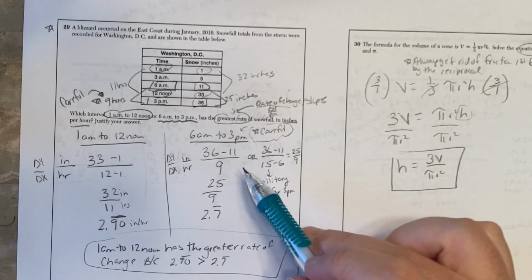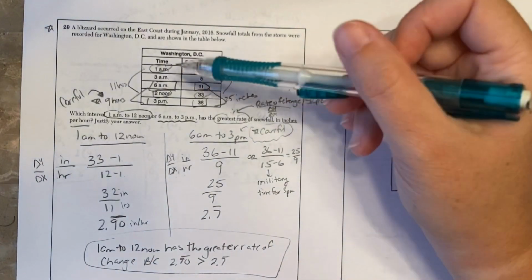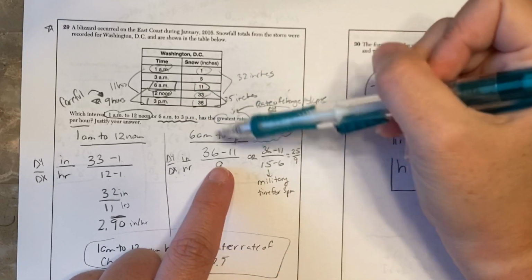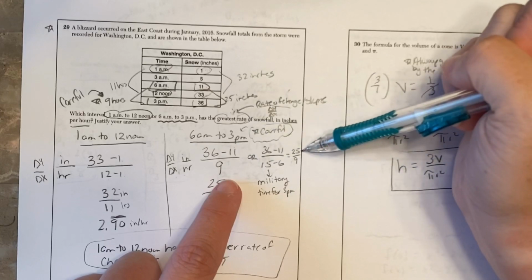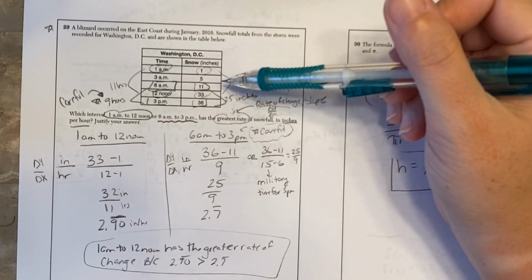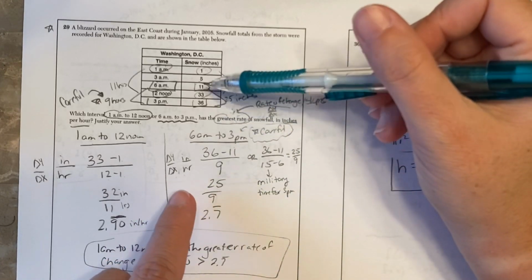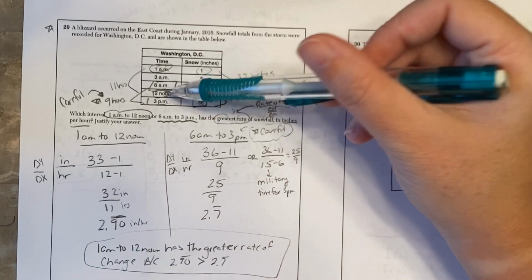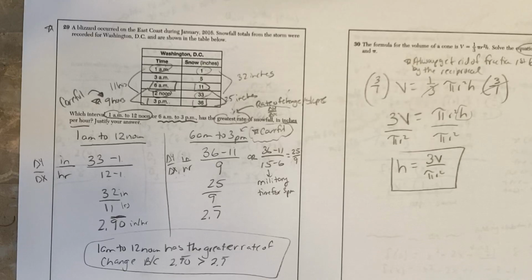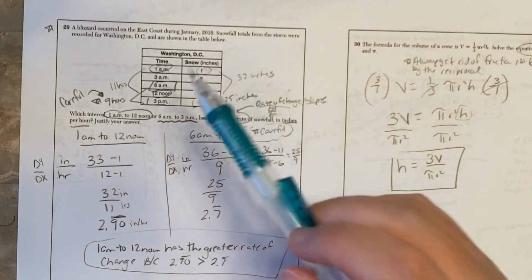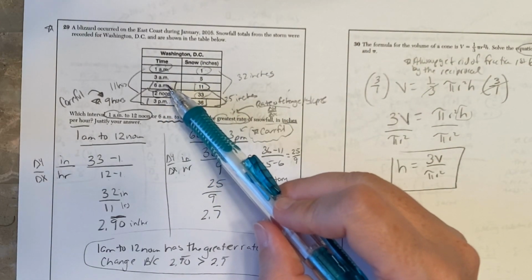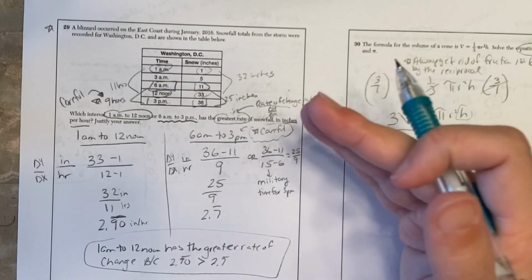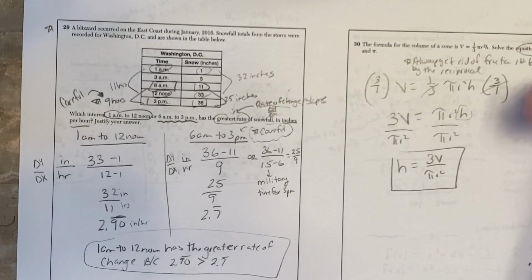Okay, this is where it was super tricky. So 6 a.m. to 3 p.m., everybody was okay with the top. It's 11 to 36. So 36 minus 11, and that's 25. But the bottom is what messed me up too. Okay, so it went from 6 a.m. to 3 p.m. So you're not going to do 3 minus 6 and get negative 3. Like that doesn't even make sense, right? So what's tricky is you have to go from 6 a.m. to noon, right? So that's 6 hours, and then noon to 3 p.m., right?